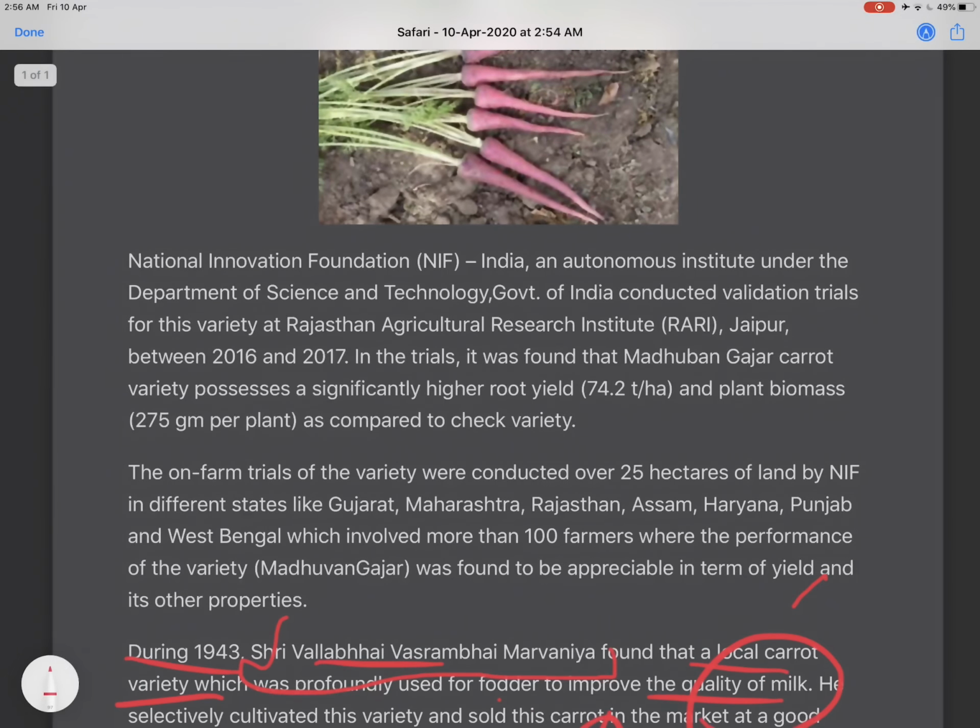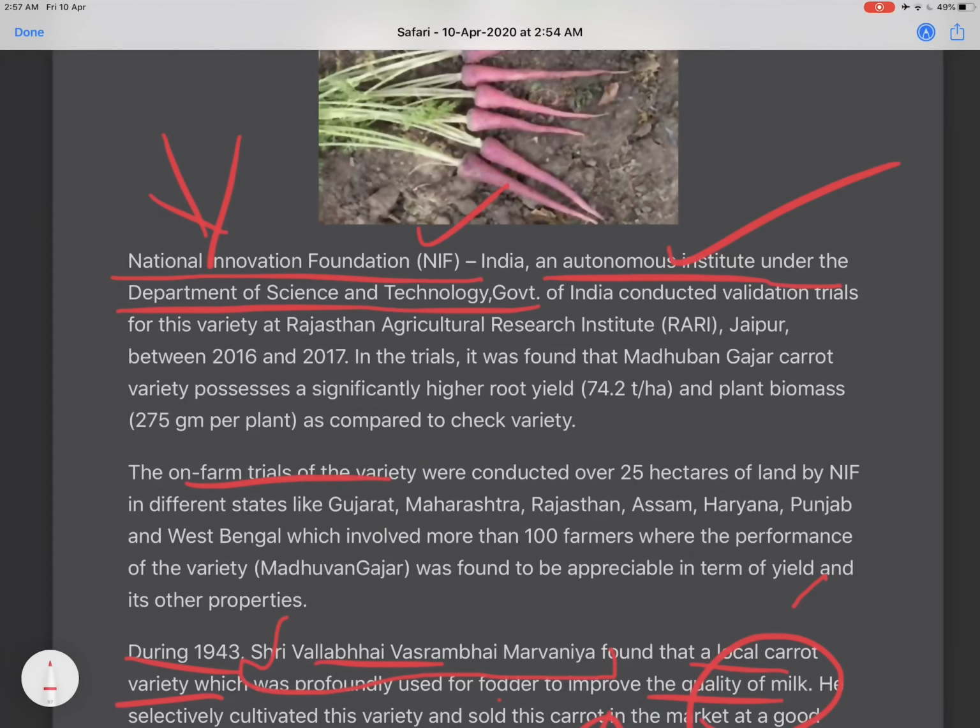This point is important. National Innovation Foundation, what is it? It's an autonomous institute under the Department of Science and Technology, and because now this is to be incorporated into the farm trials all over India, this institution has come into the picture. So this institution basically undertook the trials because this is to be given to farmers all across India to be grown. So this formalization has come into the picture now. The name is the National Innovation Foundation. It's an autonomous institute under the Department of Science and Technology. It has conducted these trials, and that's it.